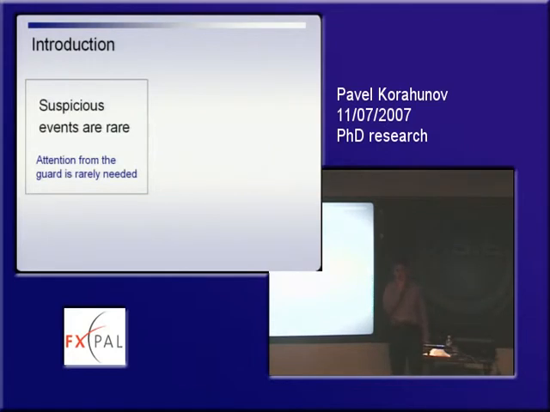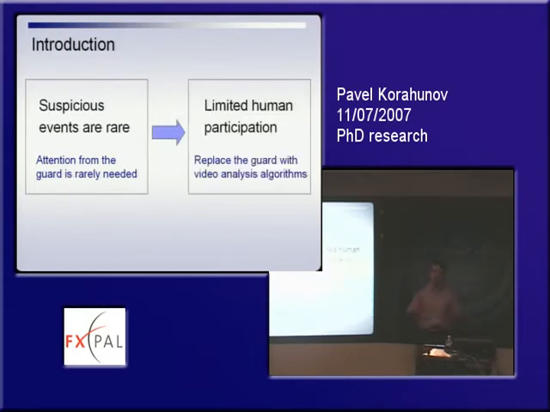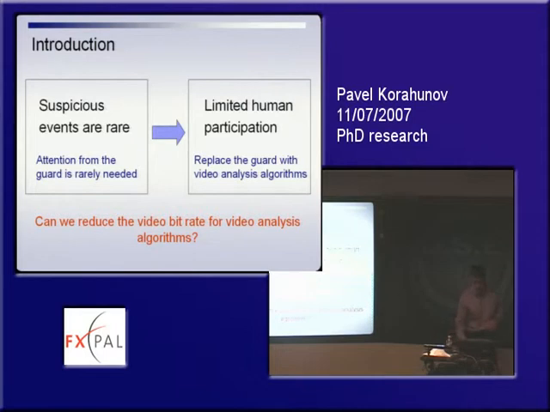Research shows that in a typical surveillance scenario, suspicious events are rare. Most of the time there is nothing much going on in the system. Therefore it's not necessary to have a human guard constantly monitoring the video; instead we can replace him with video analysis algorithms, which alert the guard only when they detect some activity in the system. Taking this situation into account, we want to ask: how much of the video bitrate can we reduce? What is the required video bitrate when we use a video analysis algorithm instead of a human person?